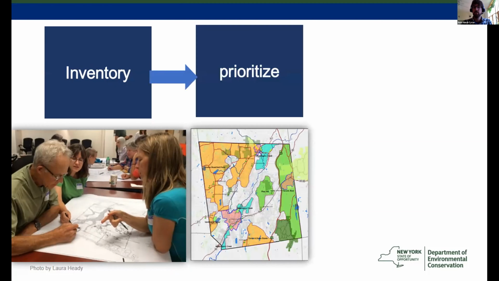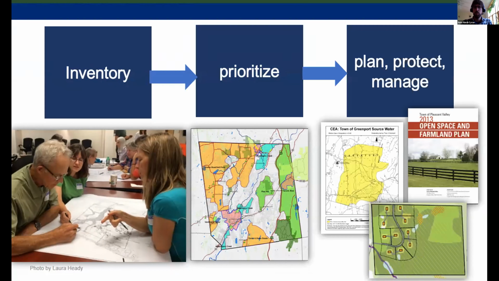After all that information is put together, we encourage you to prioritize. Take that information, often combine it with public input or some expert input to make sense of it, and come up with priorities. And then once you have those two pieces in place, you can move forward with planning, protecting, and management. Some of the examples I have here are critical environmental areas.